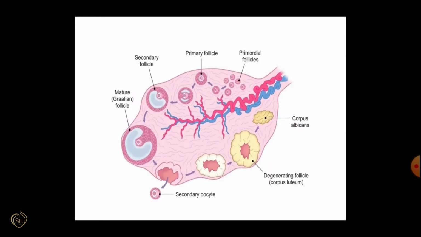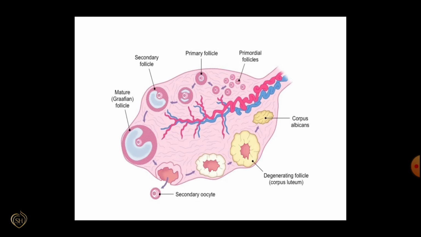After birth, each primary oocyte gets surrounded by a layer of granulosa cells, called primary follicles. Here you can see the development of primary follicles in the ovary. A large number of these follicles degenerate during the phase from birth to puberty. Therefore, at puberty, only 60,000 to 80,000 primary follicles are left in each ovary.